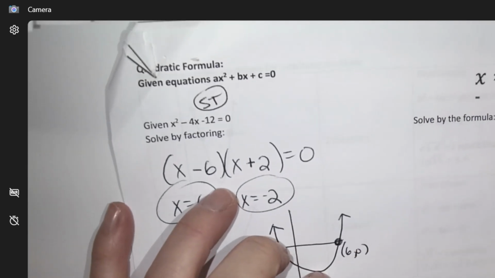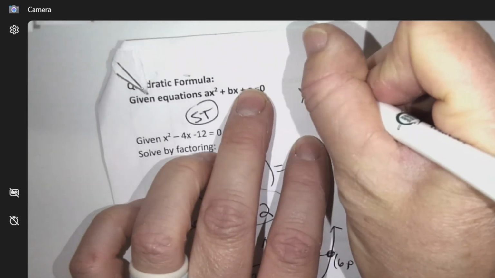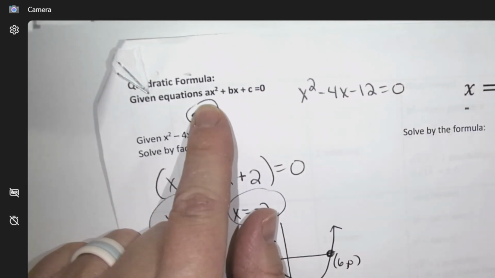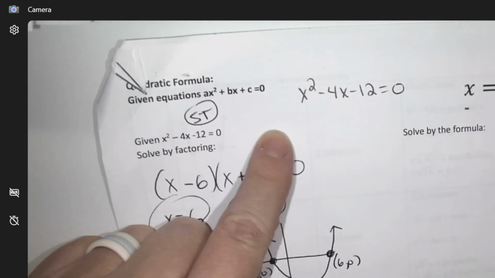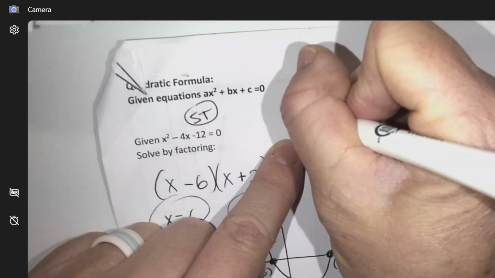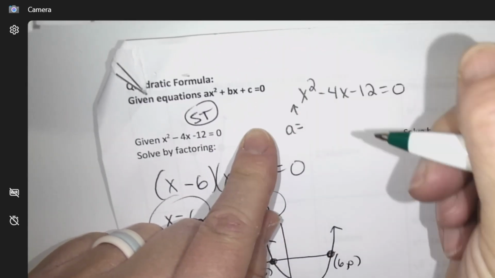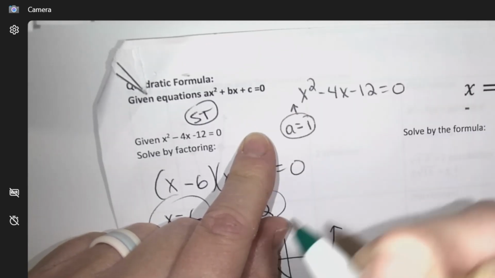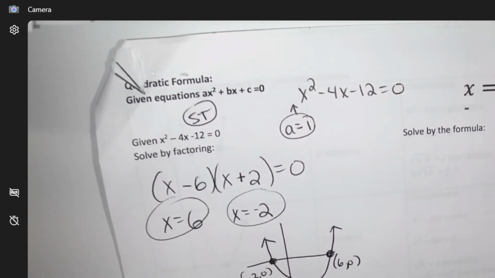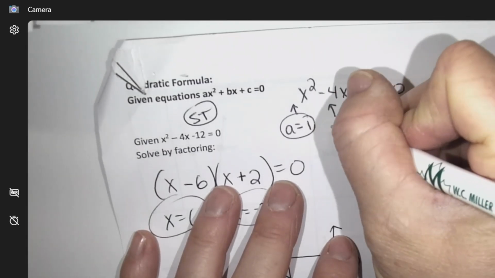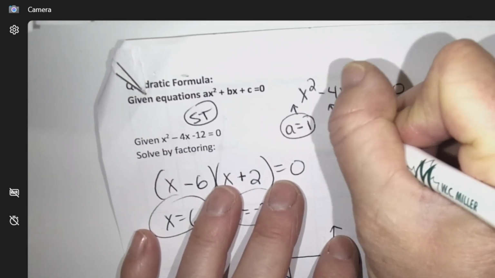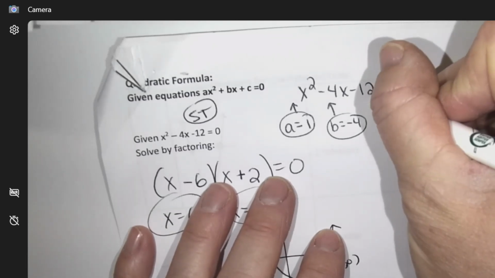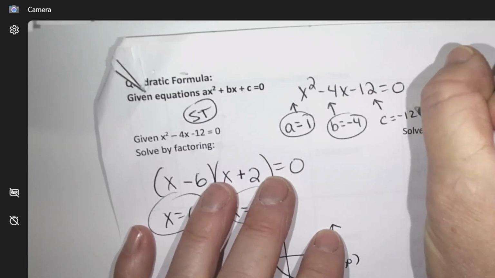Okay, when I look at this equation, do you remember which one is the A, the B, and the C? A is 1, right? Because you just have 1x squared. B is negative 4. And C is negative 12.